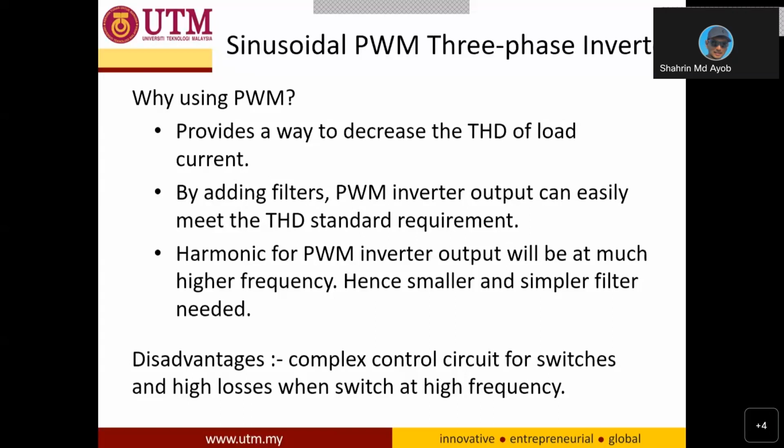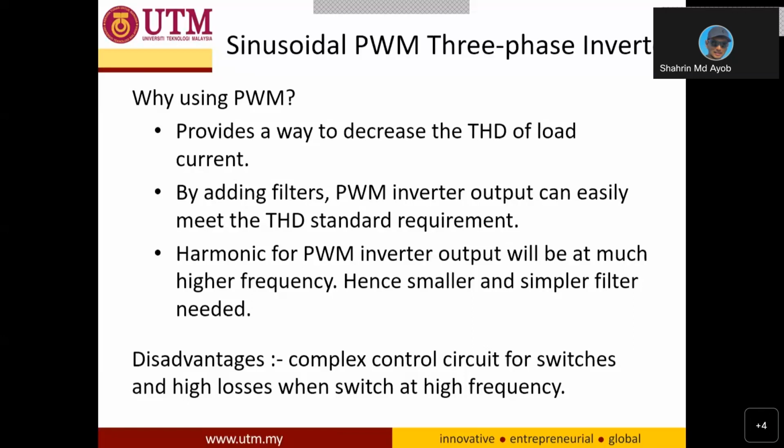In PWM, the harmonics actually appear in clusters. And the first cluster frequency depends on your switching frequency, meaning that the location of your harmonics depends on the switching frequency. So if your switching frequency is 20 kilohertz, the first harmonics will appear at 20 kilohertz. So by removing all the harmonics at the higher frequency, your filter design can be very, very easy.